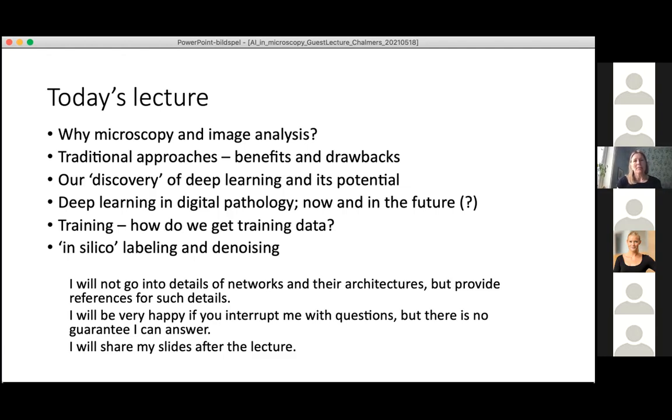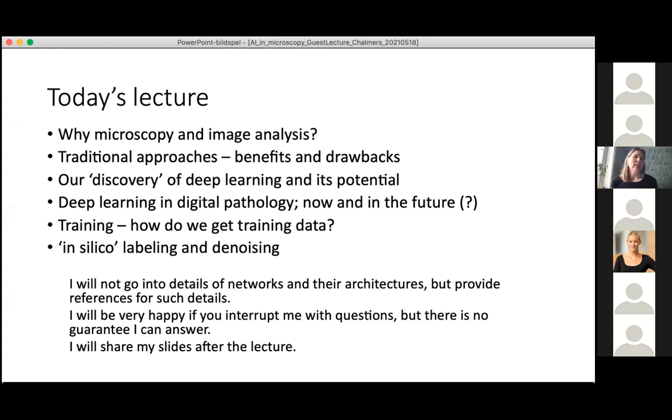And then sort of tell the story about our discovery of deep learning, or how we started to use it and how we're using it today. I will also talk a bit about digital pathology, which is a really fast growing field, and say where we're now and where I think that we will be going in the future. And I'll talk about training, because I think that's one of the really key points in any deep learning, how you train your algorithms. And also a bit about in silico labeling and denoising.